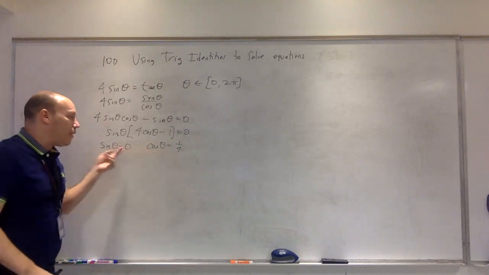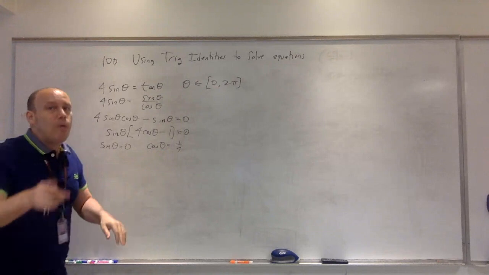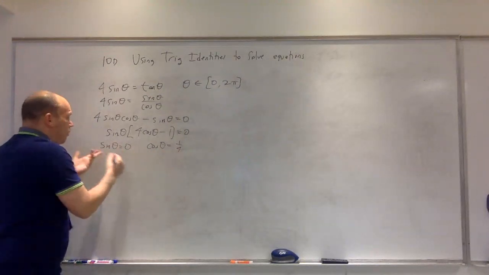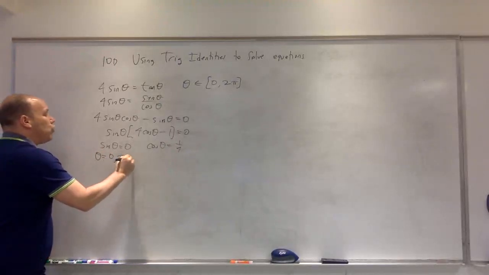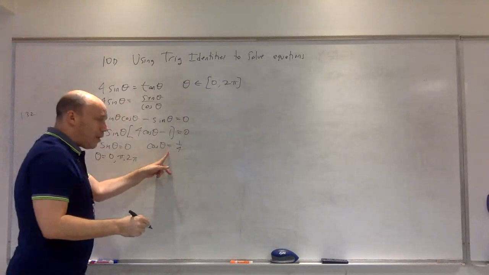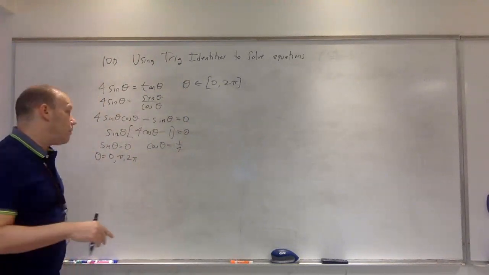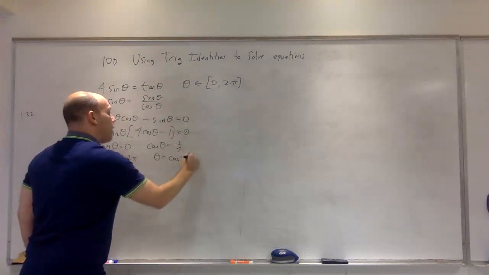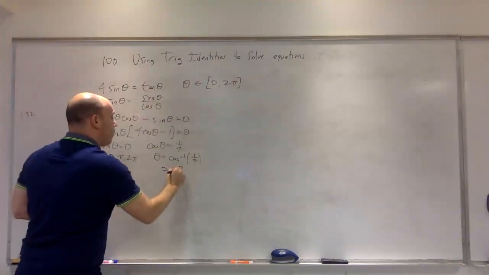Obviously, this is a calculator problem. If they just ask for the cosine, you're done. But if they want exact answers, this will be on part 2, obviously. Let's just see here. This part, this is 0, pi, and 2 pi. What's going on over here? You use your calculator, inverse cosine of 1/4. And then the answer is 1.32.